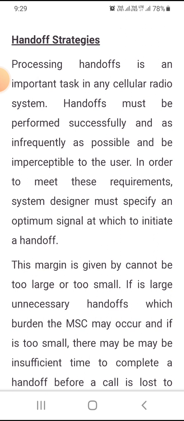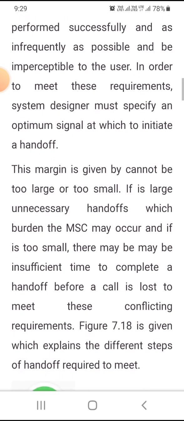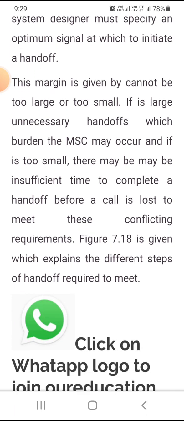The handoff must be performed successfully and as infrequently as possible, and be imperceptible to the user. In order to meet these requirements, system designers must specify an optimum signal level at which to initiate a handoff. This margin cannot be too large or too small. If it is too large, unnecessary handoffs, which burden the MSC, may occur. If too small, there may be insufficient time to complete a handoff before a call is lost.